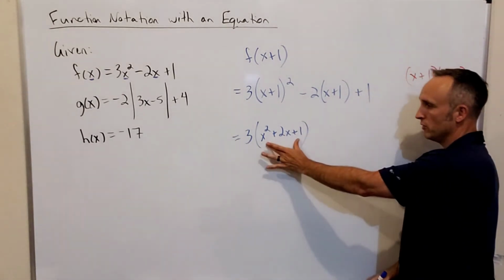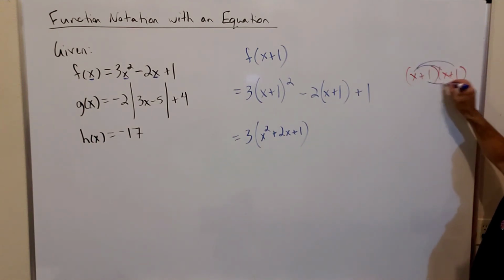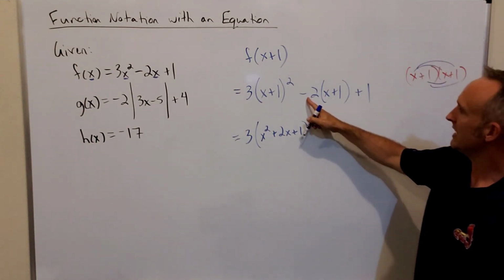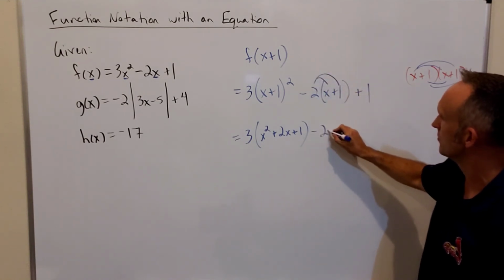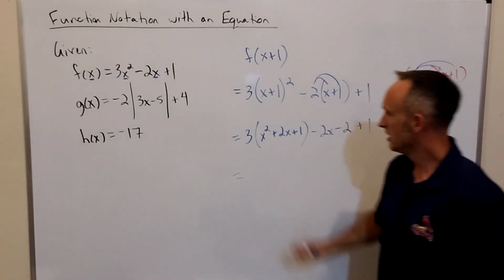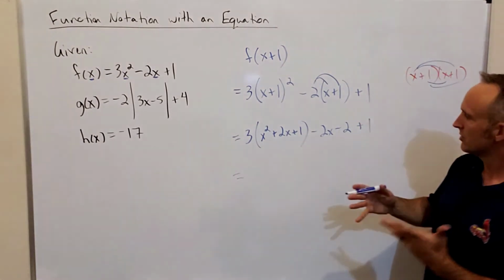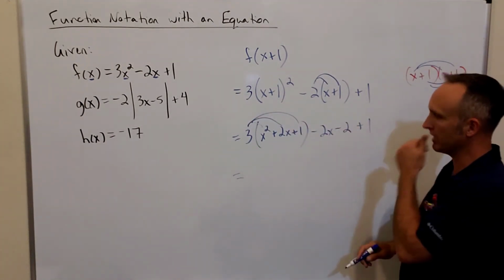If you don't remember how to do that, you may need to do some research on x plus 1 times x plus 1. You just simply distribute all of this out, okay? Then here, I've got minus 2 times x plus 1, so I need to distribute my negative 2 and then bring down my plus 1. All right, and then in the end here, we have one more step. We'll distribute our 3, and I'm going to go ahead and combine like terms.